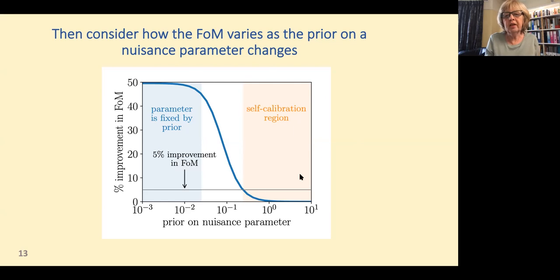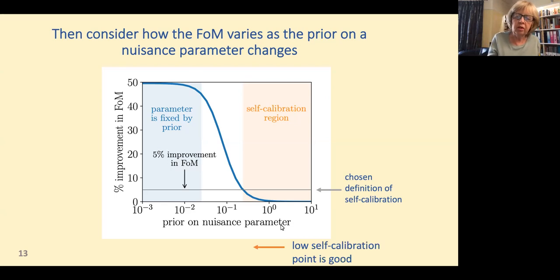And what you want is to be in this self-calibration regime, which we arbitrarily defined as the region where the figure of merit was within 5% of what it would be with a wide prior. And so we want to be able to self-calibrate. We want to be able to use a wide prior, but not lose too much information. We want the self-calibration region to extend as far as it can to the left.